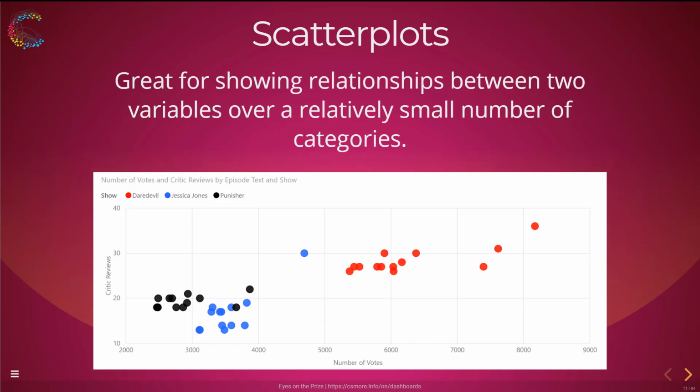Scatter plots are really good for showing 2 variables over a small number of categories. So here we have a scatter plot of number of votes and number of critic reviews by episode of each of the 3 series in this shot. I can tell a story about this, but what we have is, you can see clustering. You see general behaviors. Punisher ratings were lower because that came out several months after Jessica Jones, so there were several more months for people. Similarly, Daredevil came out earlier than the other 2. This is already a little difficult to read because you have overlap.